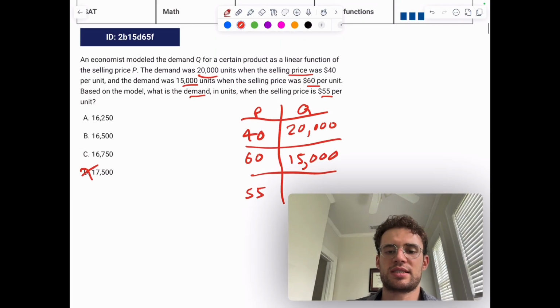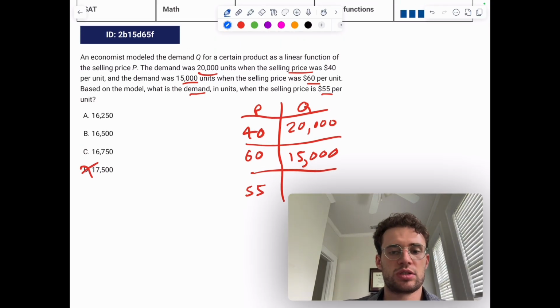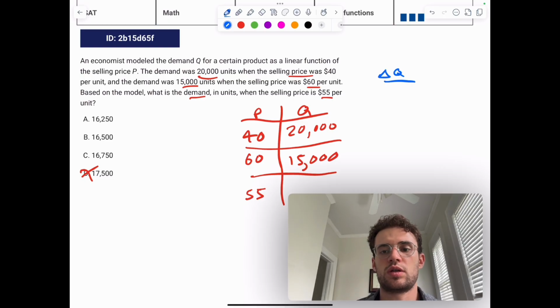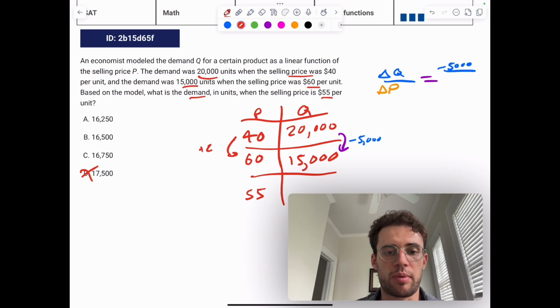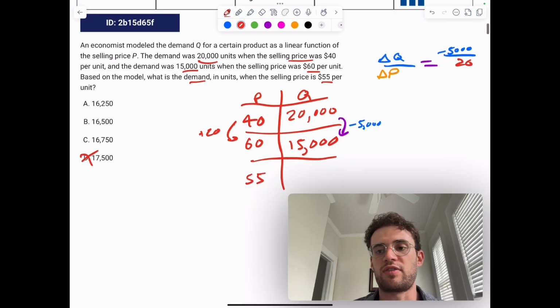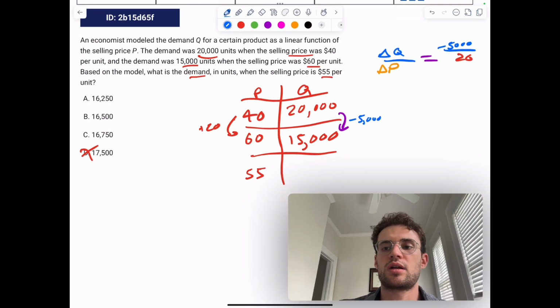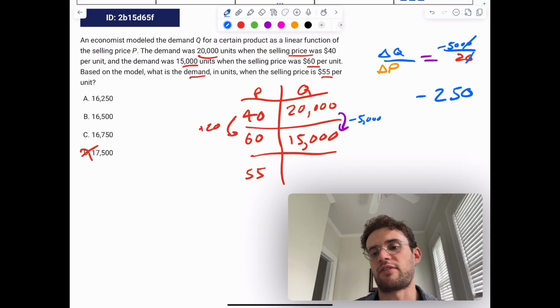But if we want to find this exactly, we can figure out what the slope is. You could say our change in Q divided by our change in P, so change in quantity demanded divided by the change in price. When the quantity goes down by 5,000, it's negative 5,000 for the demand, when the price goes up by 20. So we can write that as negative 5,000 divided by 20. You can simplify that, take a 10 out of both, so it's negative 500 over 2, which is equal to negative 250. So that's your slope, in terms of change in demand divided by change in price.